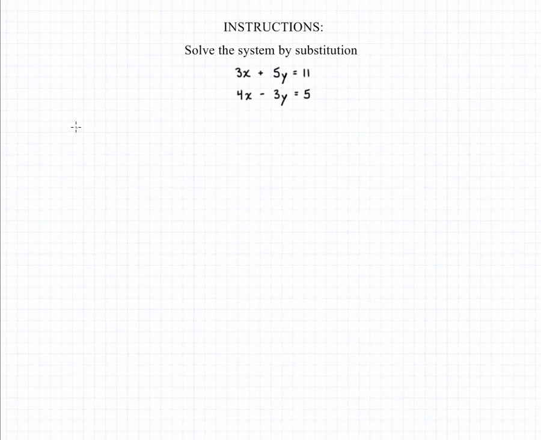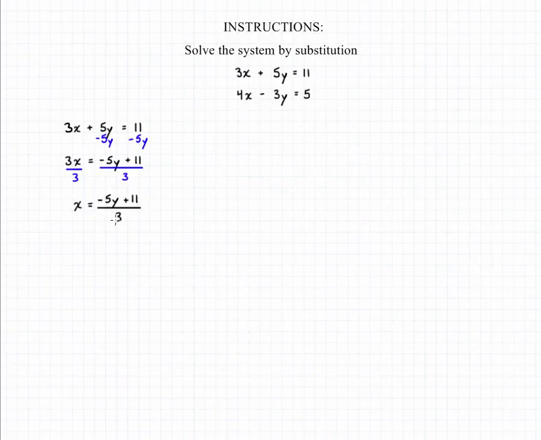To solve this system by substitution, we first need to isolate one of our variables in one of our equations. So we can take the first equation and subtract 5y from both sides. This will give us 3x equals negative 5y plus 11. And then divide both sides of the equation by 3, and we will have isolated x. So we'll have x equals negative 5y plus 11, all divided by 3.